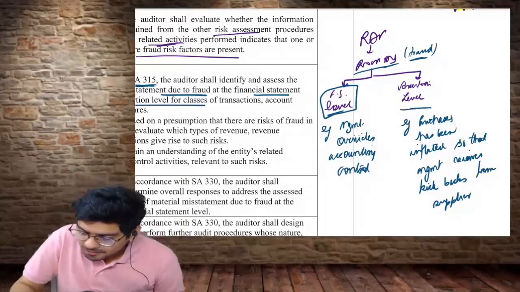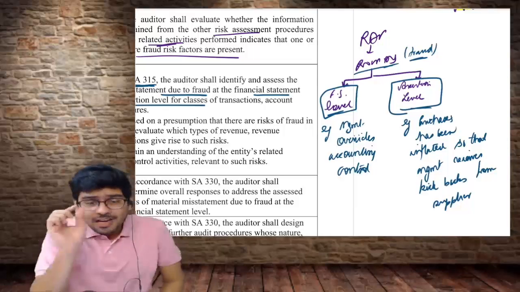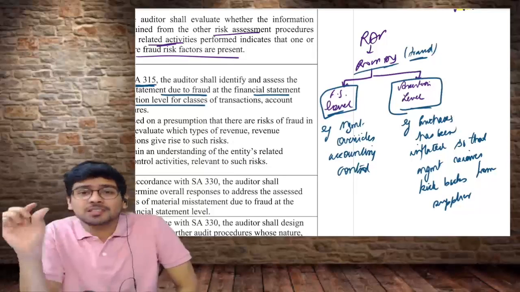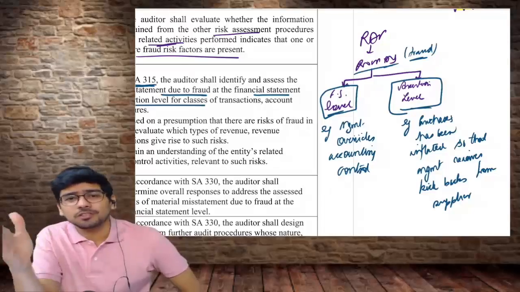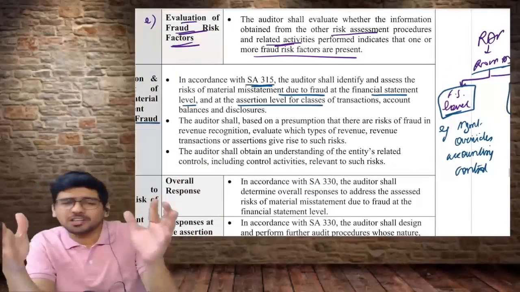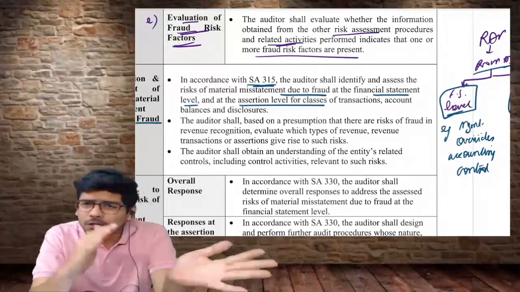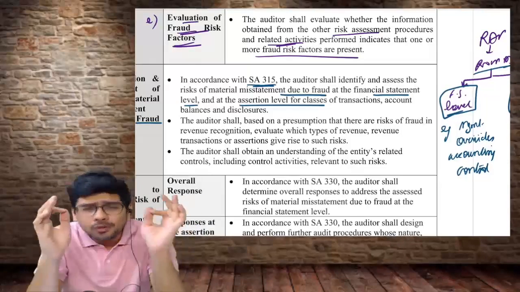So if something like this happened, now this is an ROMMS at the assertion level. Fraud has happened in the transaction of purchase. So this is fraud with respect to assertion level. What I'm trying to tell you is, as per 315, you have already studied this: ROMMS, be it because of fraud or error, you have to determine it at 2 levels.